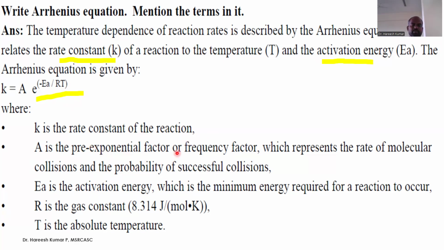A is the pre-exponential factor or frequency factor, which represents the rate of molecular collisions and the probability of successful collisions. Ea is the activation energy, which is the minimum energy required for a reaction to occur. R is the universal gas constant, that is 8.314 joule per mole per Kelvin. T is the absolute temperature.